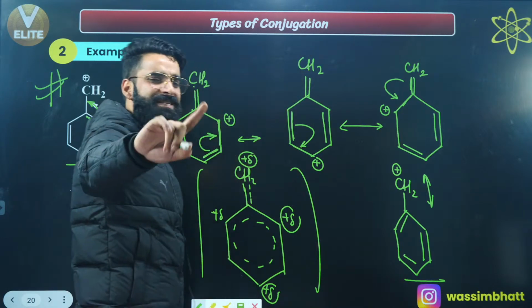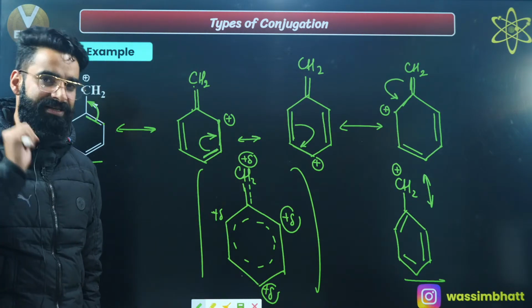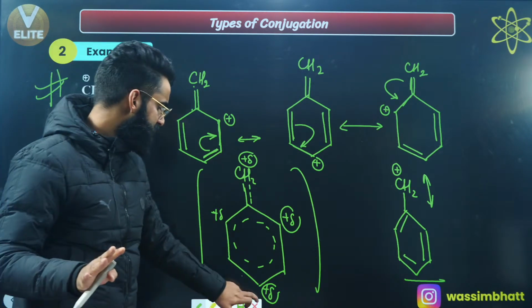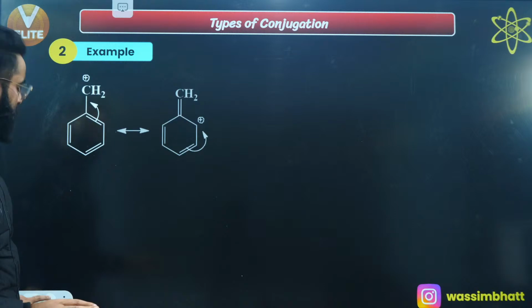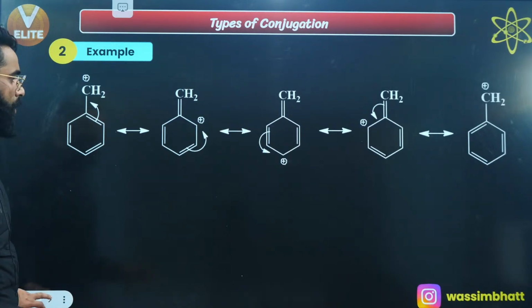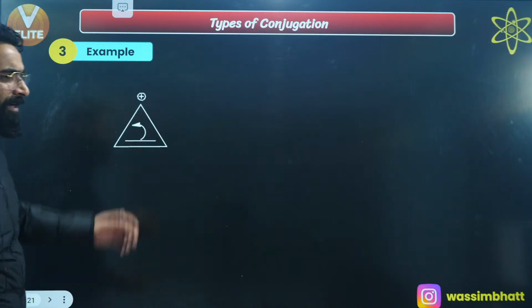Till now, I did not discuss the stability of these resonating structures. Stability of resonating structures I'll be discussing in the next session, not in tonight's session. Yeah, I'm sure every single thing is clear till here, right? So these are all the resonating structures of this molecule which we have already drawn, and this is the resonance hybrid, correct? Similarly, you can take this case, right?